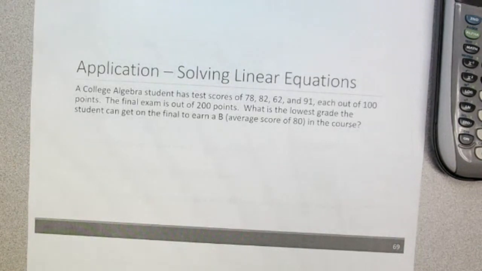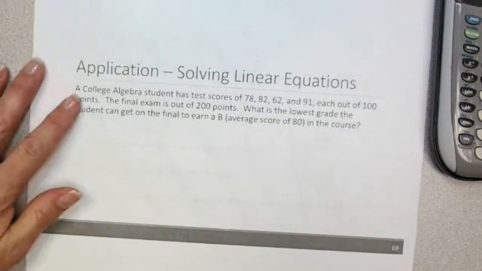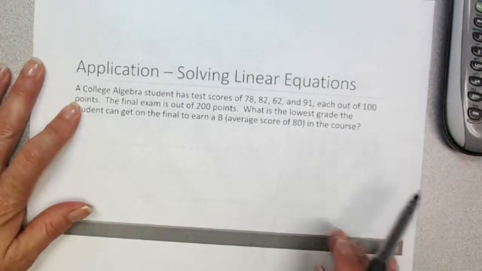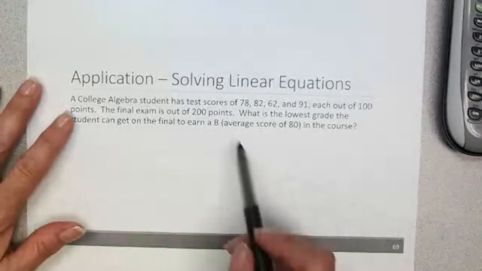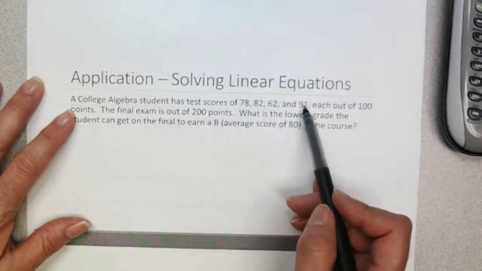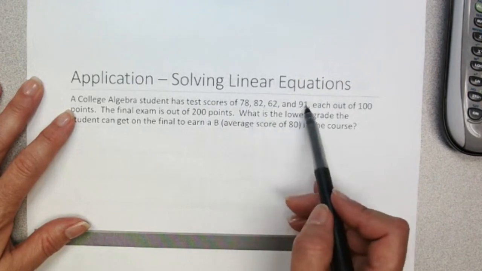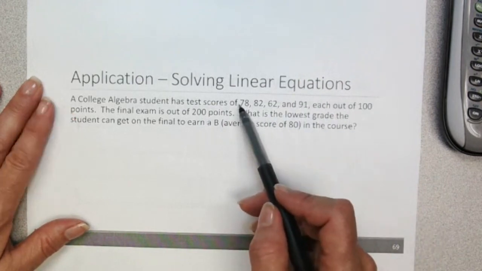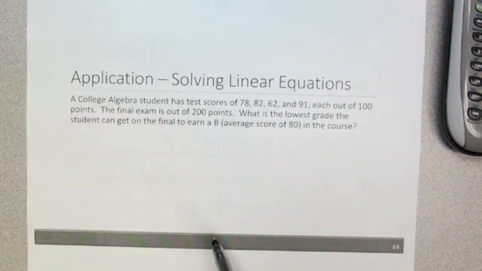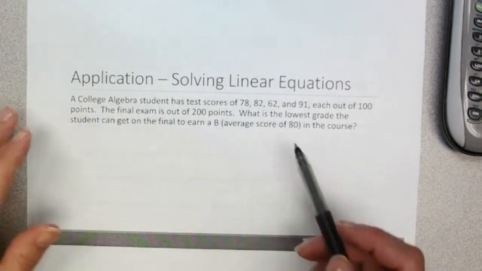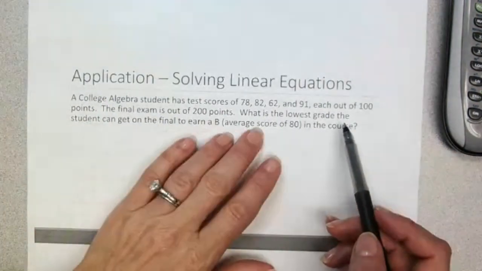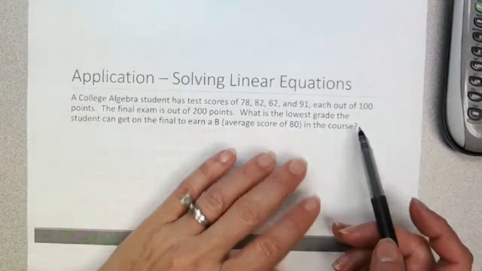Let's look at another application. You can relate to this one. Here we have a college algebra student. They have, let's see, oh, this is similar to the one we did before, right? We have test scores of 78, 82, 61, and 91. Okay, so there's 4 test scores, each out of 100 points. Then the final exam is out of 200 points. What is the lowest grade the student can get on the final to get a B, or an average score of 80 in the course?